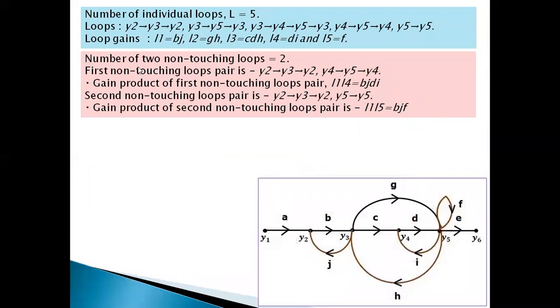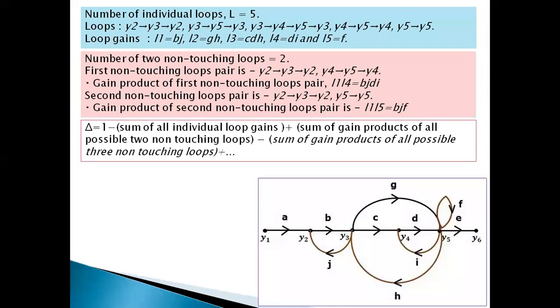So in this case, only two non-touching loops: the first one and this loop, the first one and this fourth one. Next, there are no three non-touching loops, therefore we can put 0. If we observe, the first and second are in contact, and if we consider these three, they are in contact at this junction. So there is no possible combination of three non-touching loops.